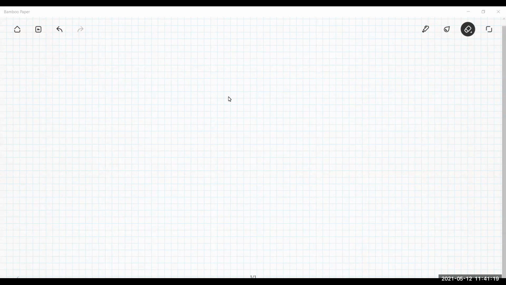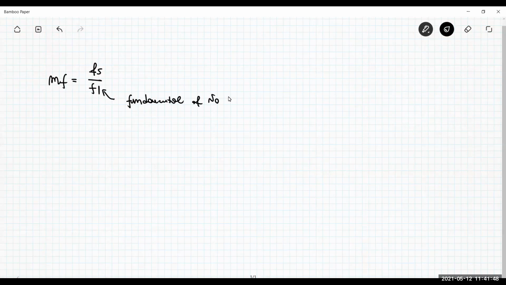we have MF, which is the frequency modulation factor, which is Fs over F1. So once Fs is chosen, this factor is computed, because F1 is the fundamental component we want to get at the output. And this is the switching frequency.